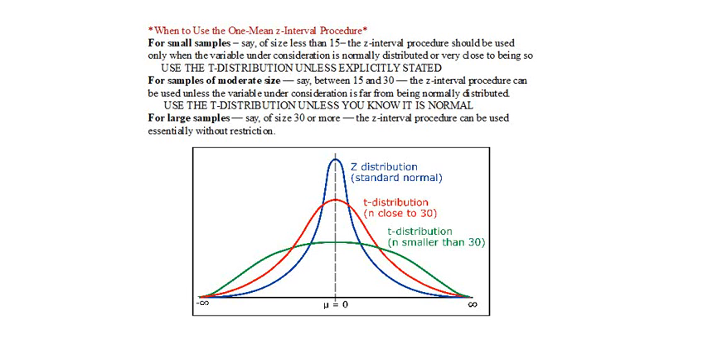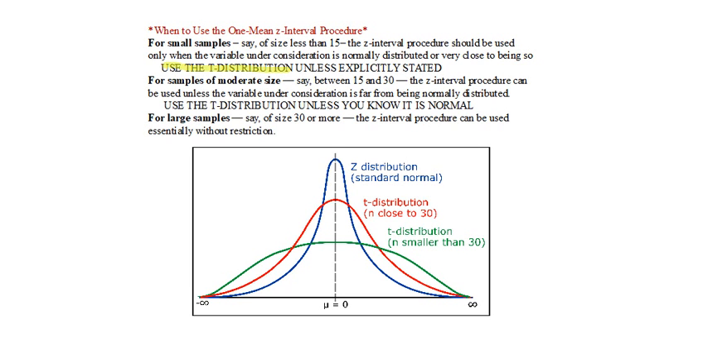Please check your reading, but in summary, if you have a small sample, size less than 15, the z-interval procedure should be the one you use only when the variable under consideration is normally distributed or very close to being so. This needs to be explicitly stated in the problem. If it isn't, then the best advice in this case is to use the t-distribution.